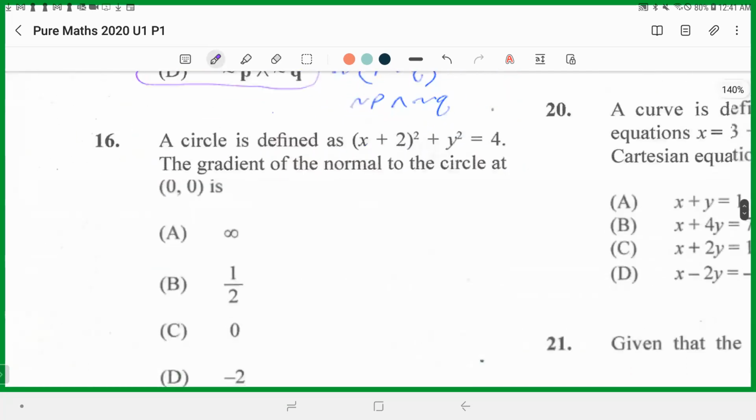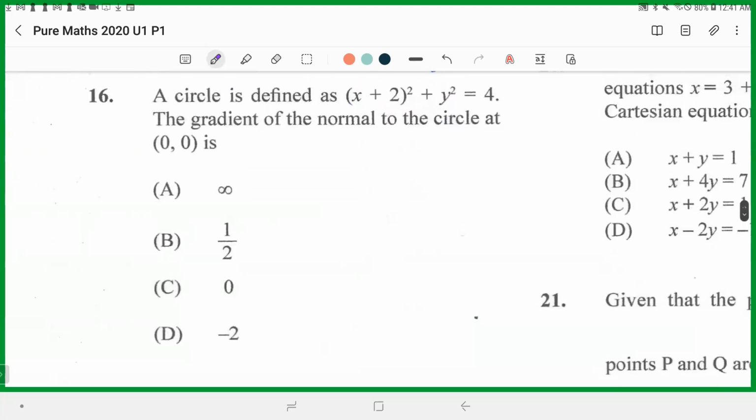All right, number 16. A circle is defined as this. The gradient of the normal at this point, 0, 0 now. Where's the center? The center point would be -2. From this, there's no value on there, that's the y squared, so -2, 0. And you want the normal. So remember, the normal will pass through these 2 points. The normal passes through the center and the point on the circumference, right? This is the normal passing through those 2 points.